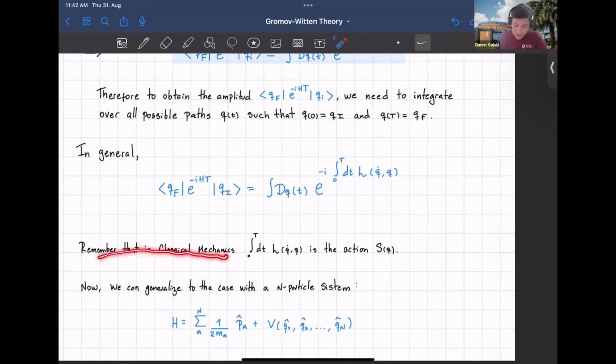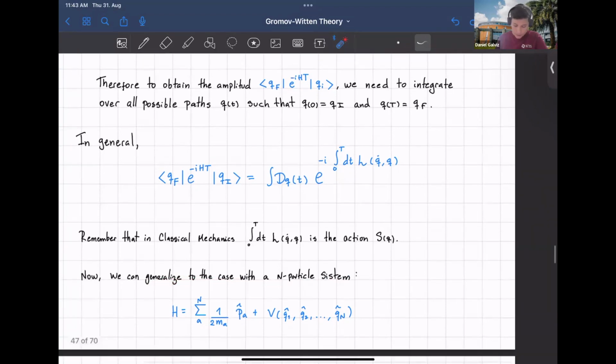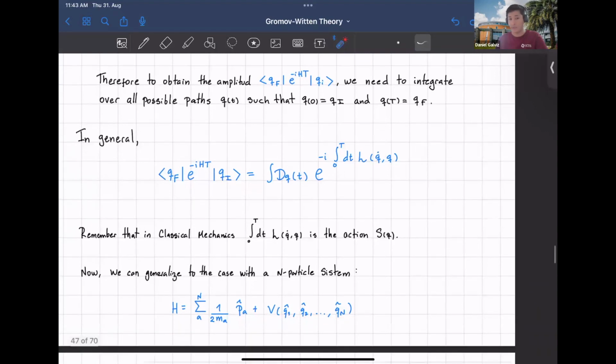So remember, in classical mechanics, the integral over time of our Lagrangian is the action. Now, we can generalize to an n-particle system, with n number of particles. So let's take a general Hamiltonian, which is just the kinetic term of n particles, where the mass of each particle is labeled by A, and then a general potential, which will tell us how each particle interacts with each other.